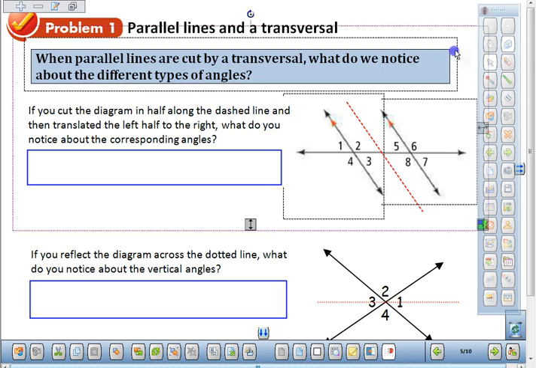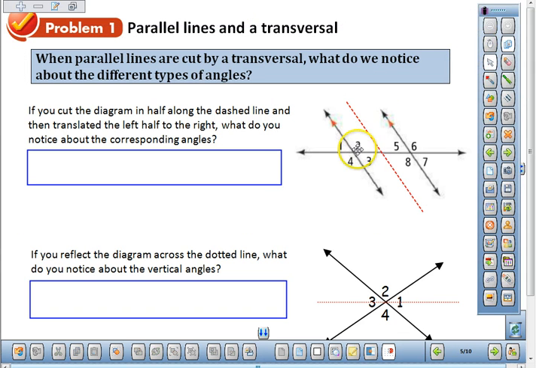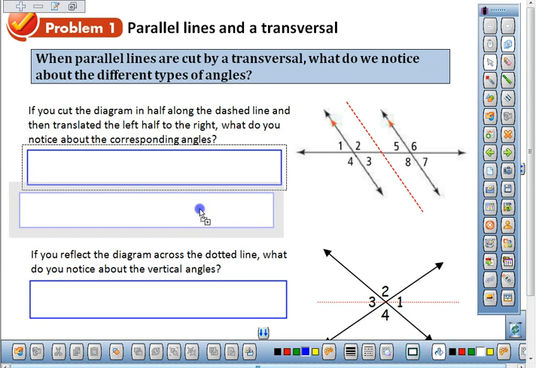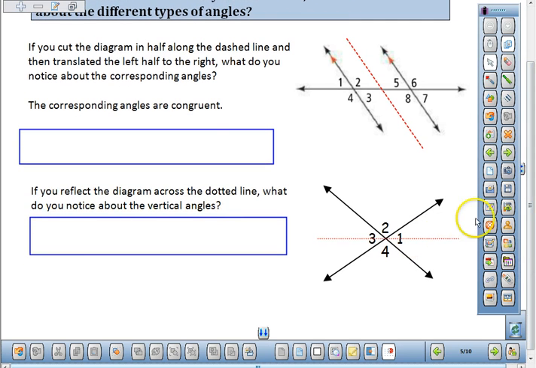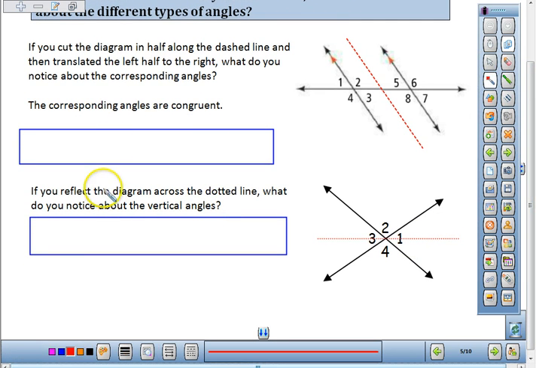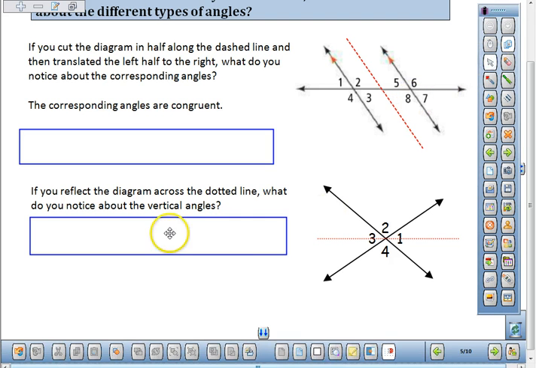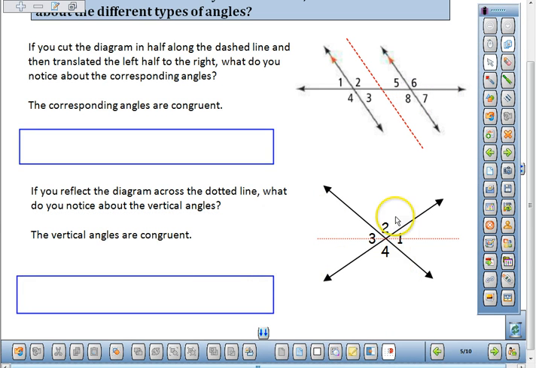As we look at this, we can see that 2 and 6 are going to correspond. We are going to see that 3 and 7. So what we know is that our corresponding angles are congruent. Now, the same thing kind of happens down below. If we think of reflecting this picture, we know 2 and 4 are called vertical angles, as are 1 and 3. If we have this line of reflection and we reflect this over, our two angles are going to be exactly the same. 2 and 4 will be congruent in measure.